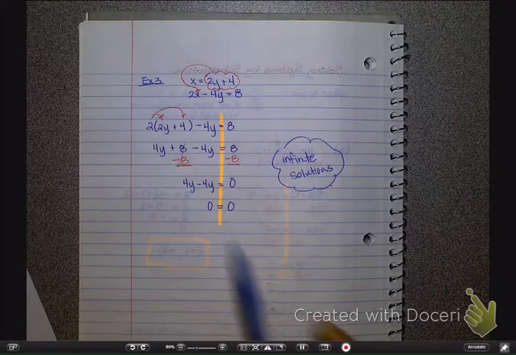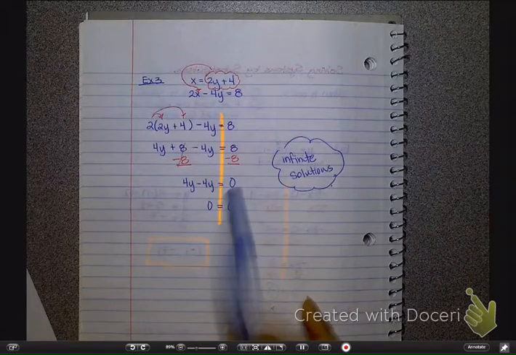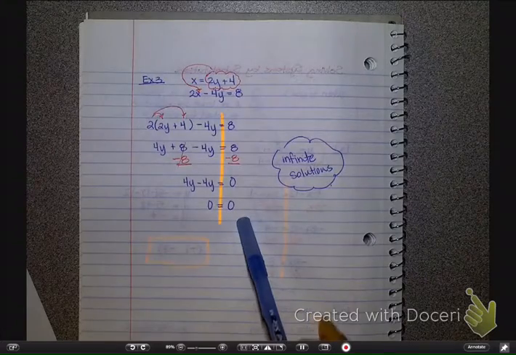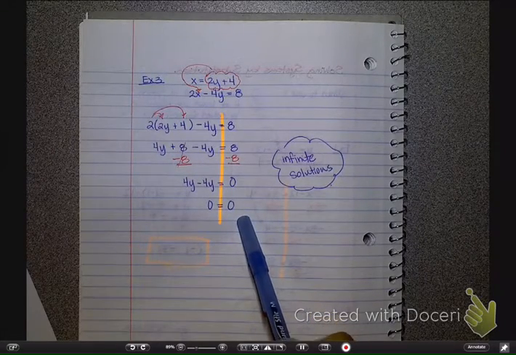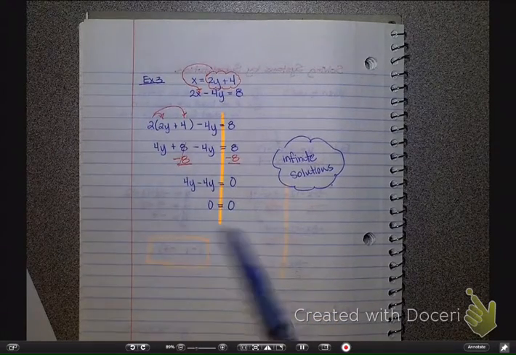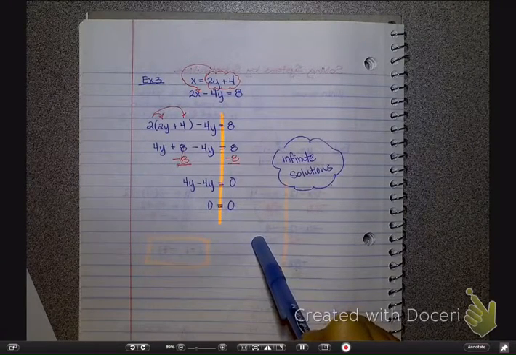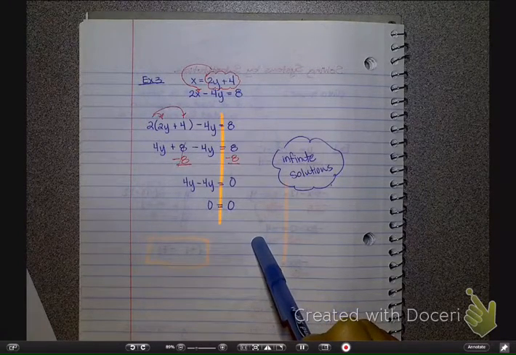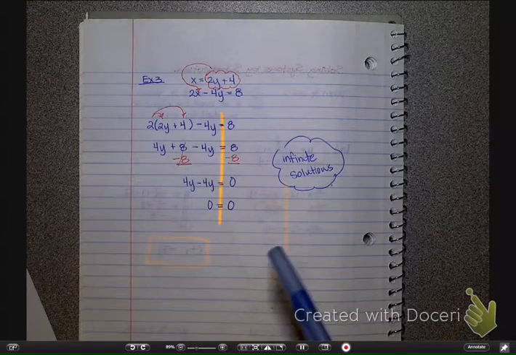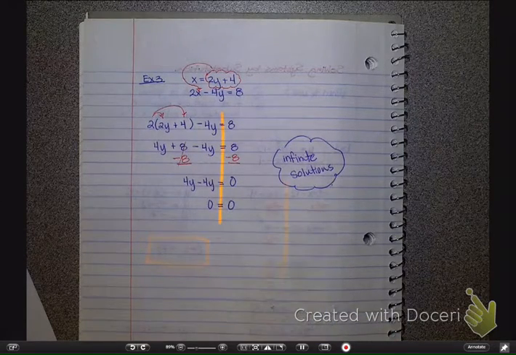Now, if you get this same situation, but you get like 0 equals any other number besides 0, like 0 equals 1, or 0 equals negative 10, or 0 equals 5, that means no solution, because that's not true. Does that make sense? Okay? All right. Are there questions on this one?